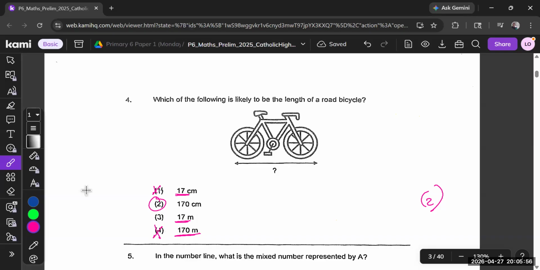17 meter. 17 meter is exactly how long? Okay, now if you go to the swimming pool, right? Swimming pool, it is about 50 meter. Okay, 50 meter. So how long is 17 meter?